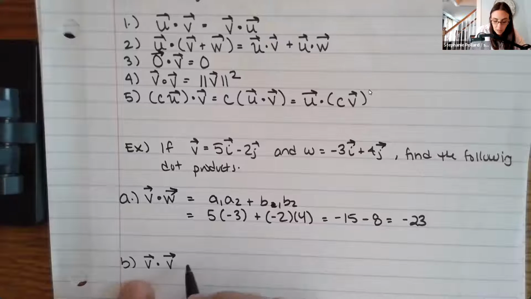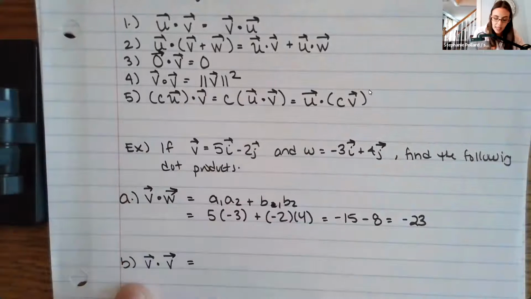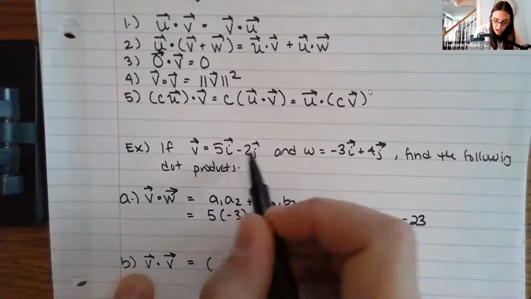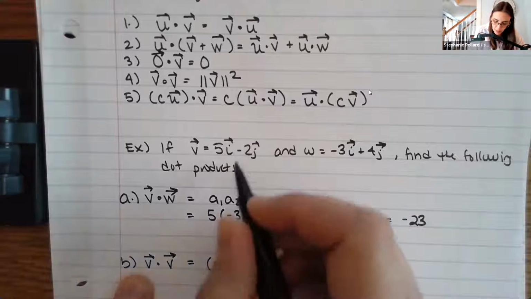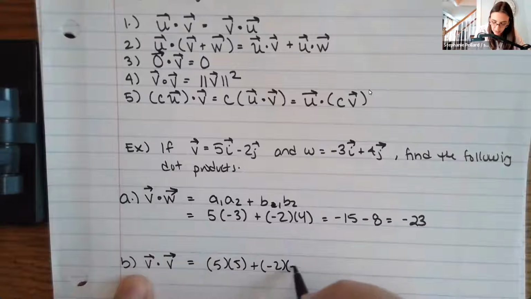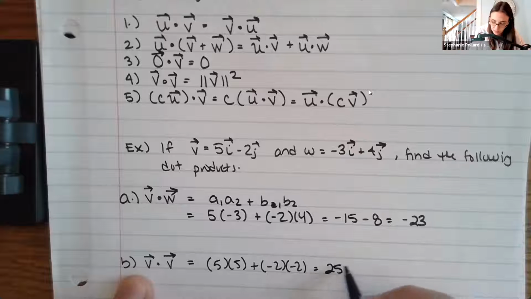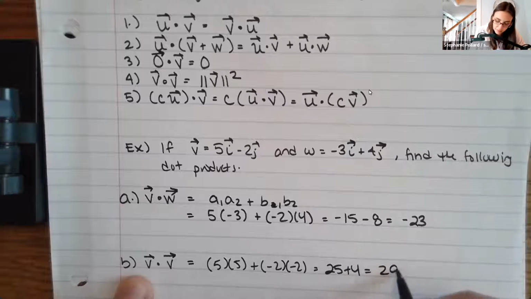Now for the next one, I'm doing the dot product with itself. So again, you can either do it out if you want to, or we can use that shortcut. I'll show you how both work. If I want to just do it out, I would take the a part, so the i part, and multiply it with itself. And then I would take the b part and multiply it with itself. So you have 25 plus 4, which is 29.